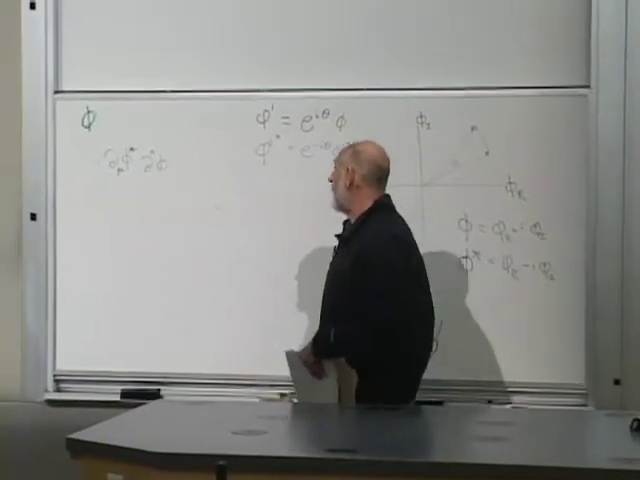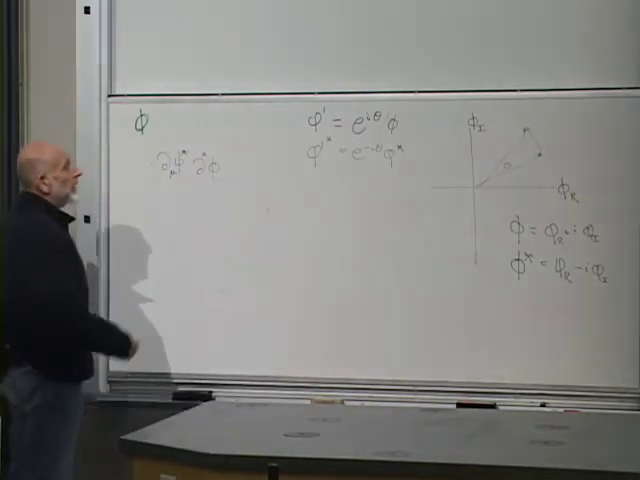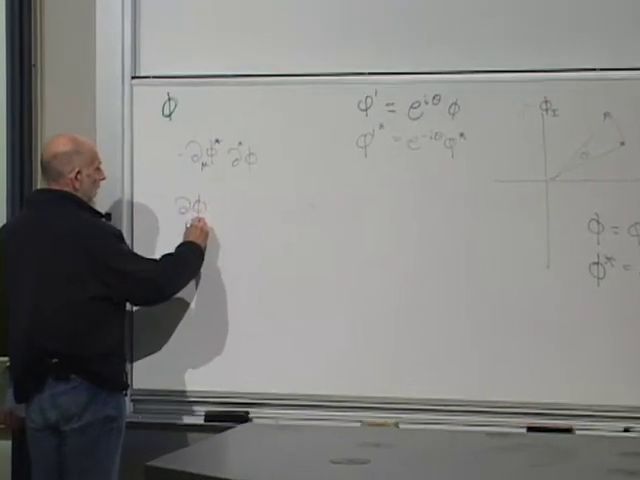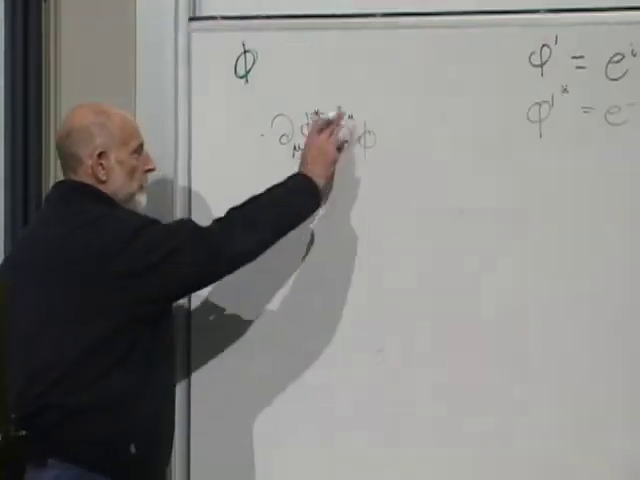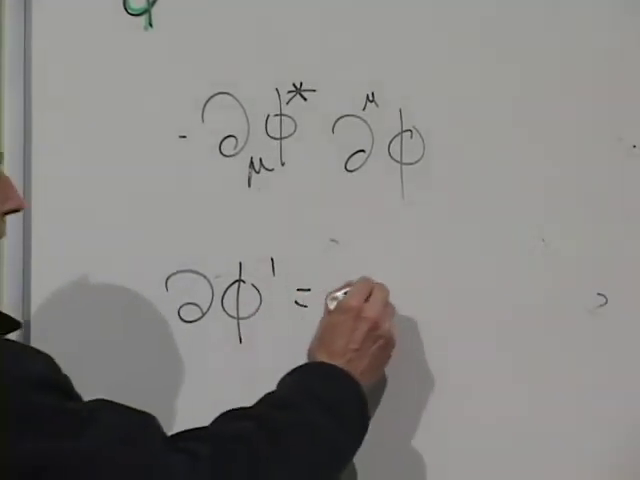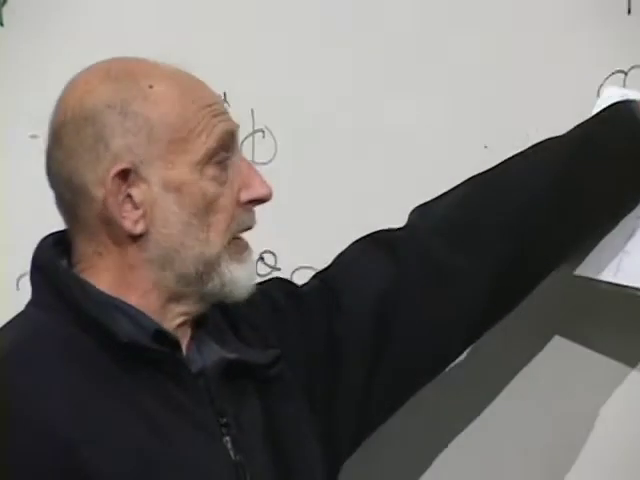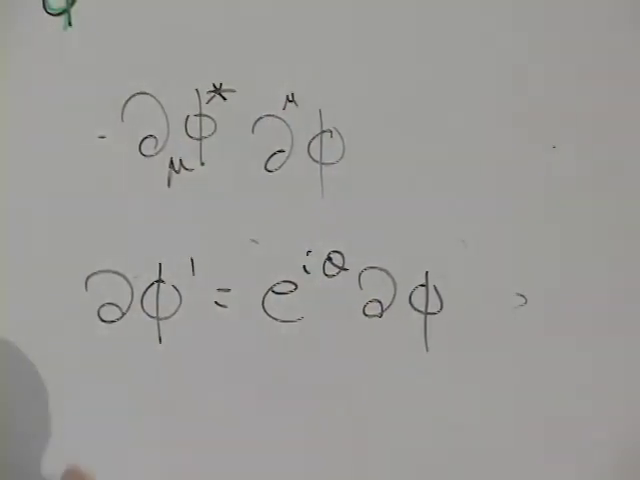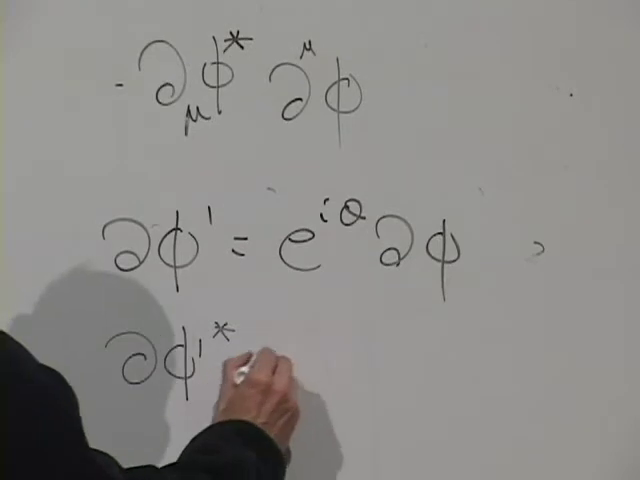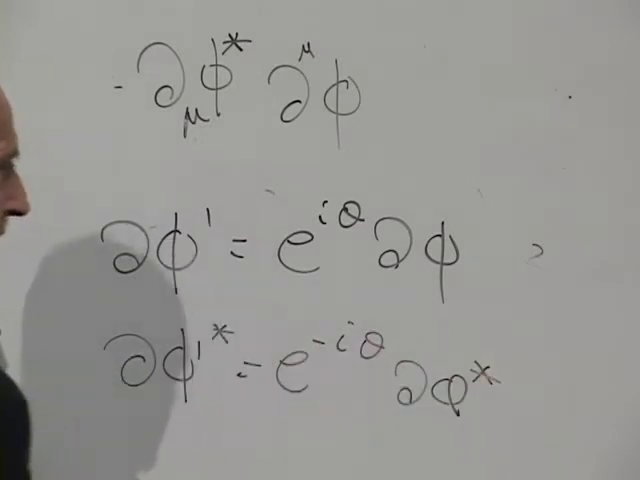Okay, why is this invariant under that? Because the e to the I thetas will cancel out. Let's write down the derivative of phi prime. I'm not going to write d by d mu, I'll just write the abstract derivative. The derivative of phi prime is just e to the I theta times the derivative of phi. Why? Because theta is constant by assumption. Likewise, the derivative of phi prime star is e to the minus I theta times the derivative of phi star.